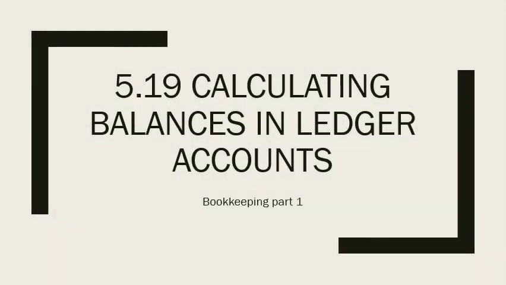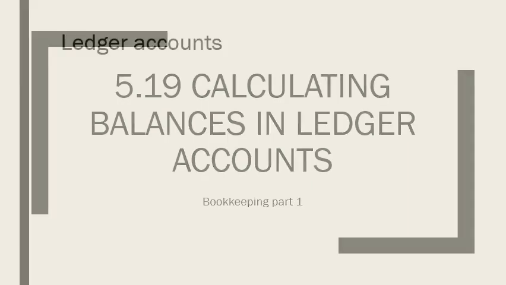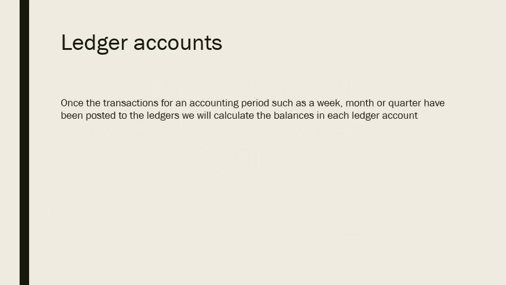We're now going to have a look at how we calculate the balances in our ledger accounts at the end of an accounting period. Now, once we've recorded all of our transactions from the books of prime entry into the ledgers, at the end of an accounting period, and this could be at the end of each week or each month or even each quarter, we will calculate the balances in each of the ledger accounts. And this is sometimes known as closing down the accounts.